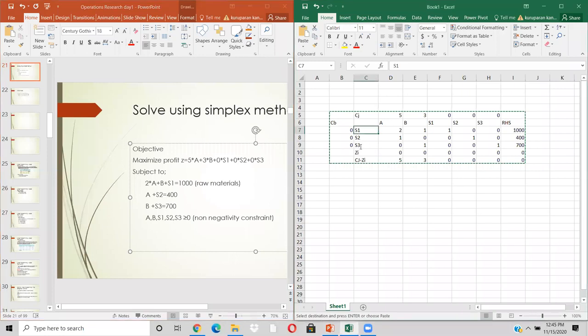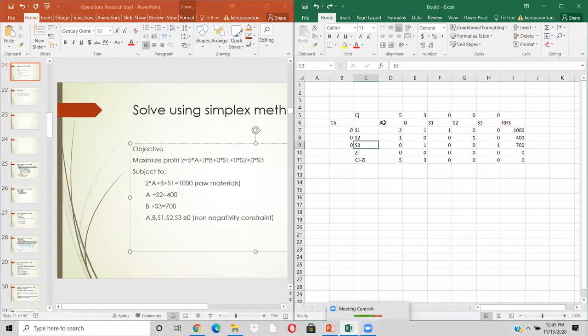0. Suppose instead of S3, if I have B, what will be the CB here? What will be CB? That's 3. Why? Because in the objective function, it has 3. This will be 3. Okay, fine.